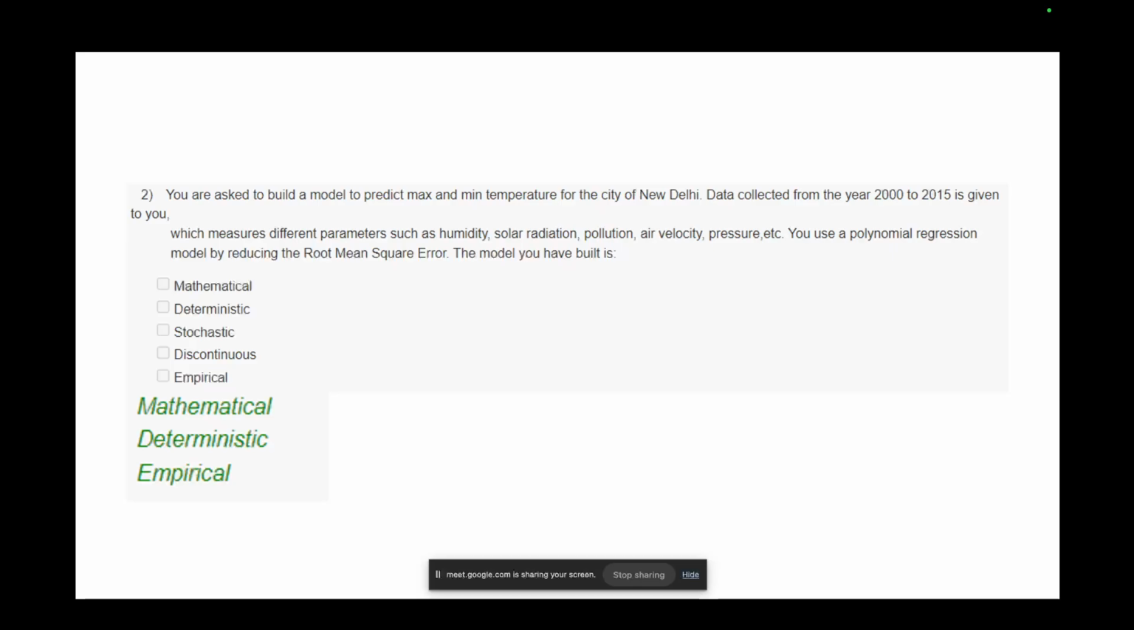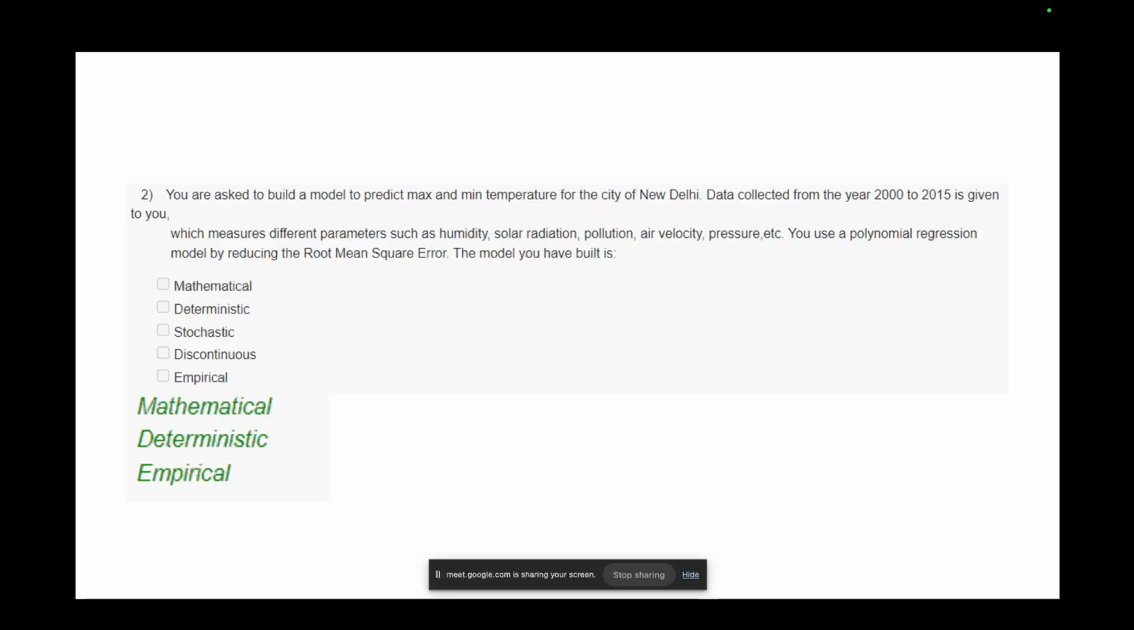Say, for example, you're using a regression model, and you use another term which accounts for the noise in the data. Then you're incorporating a random parameter inside the model. So in that case, it will not be deterministic.